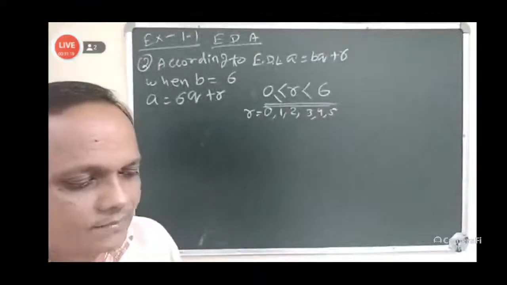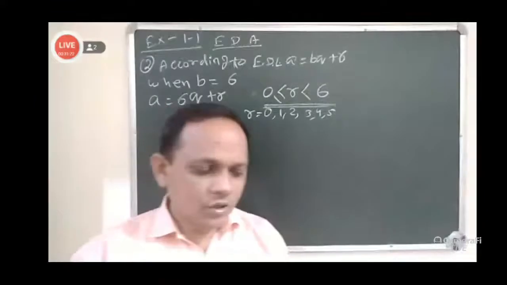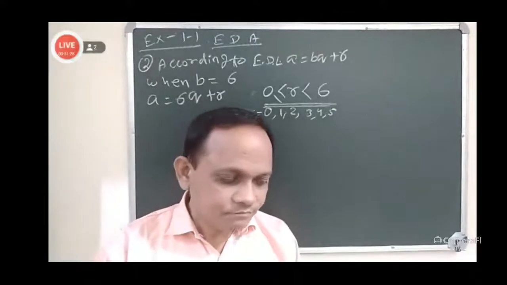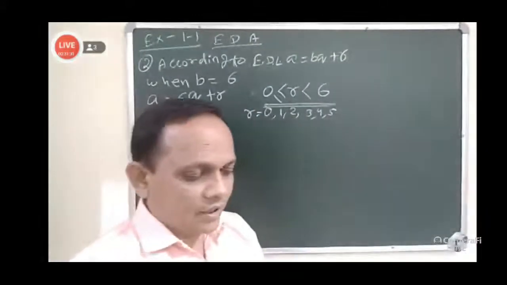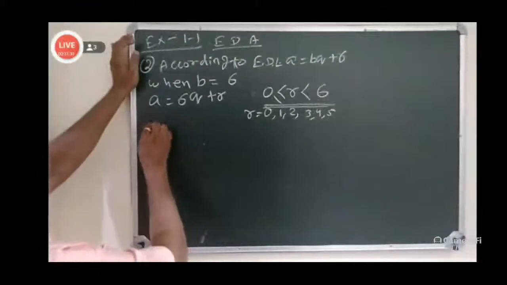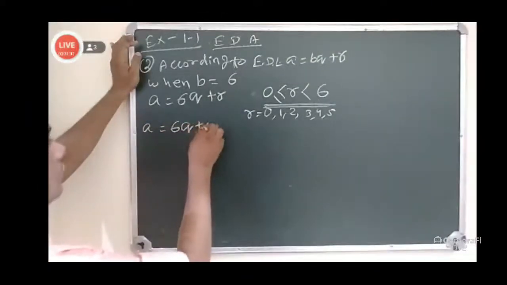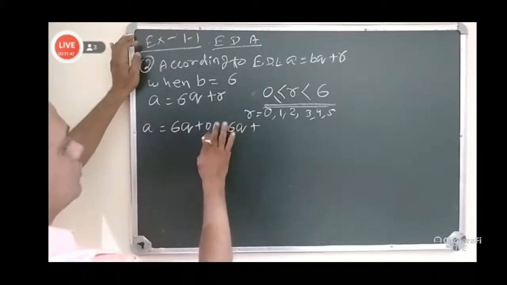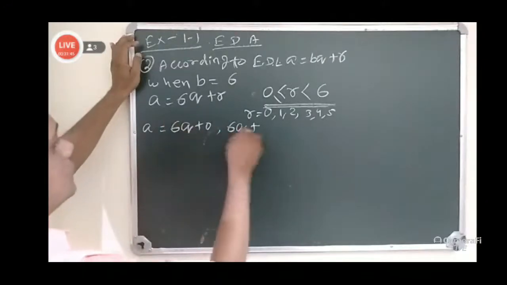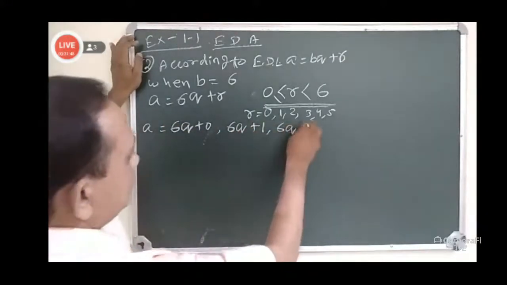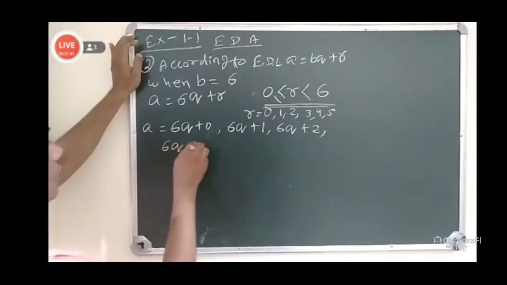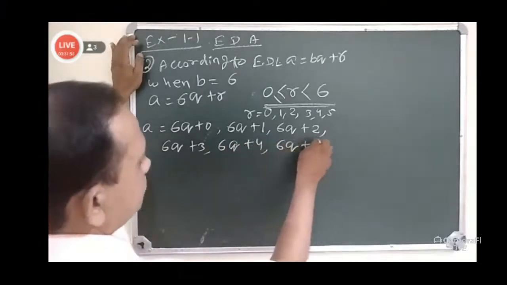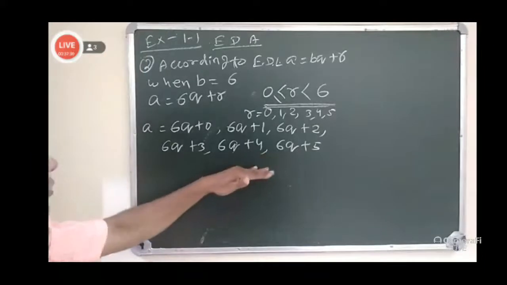R can be 0, 1, 2, 3, 4, 5. Any one of these numbers, not all the same. So A can be 6Q plus 0, 6Q plus 1, 6Q plus 2, 6Q plus 3, 6Q plus 4, or 6Q plus 5. These are the outcomes.